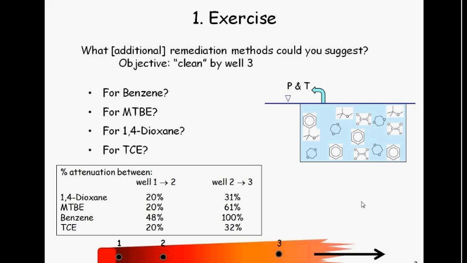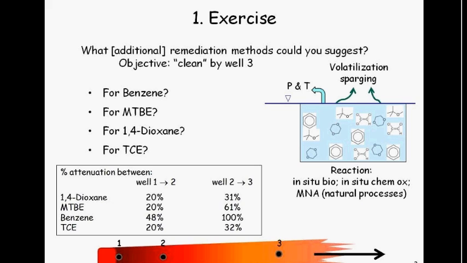You could pump the water out and treat it. You could sparge it, that is, add gas and allow the chemical to move from the aqueous phase to the vapor phase and leave the system. You could have some reaction carried out. You could do in situ biodegradation, in situ chemical oxidation, or the old standby, monitored natural attenuation. Let nature do all the work. What do you think would be appropriate for benzene? What would be your favorite technology?